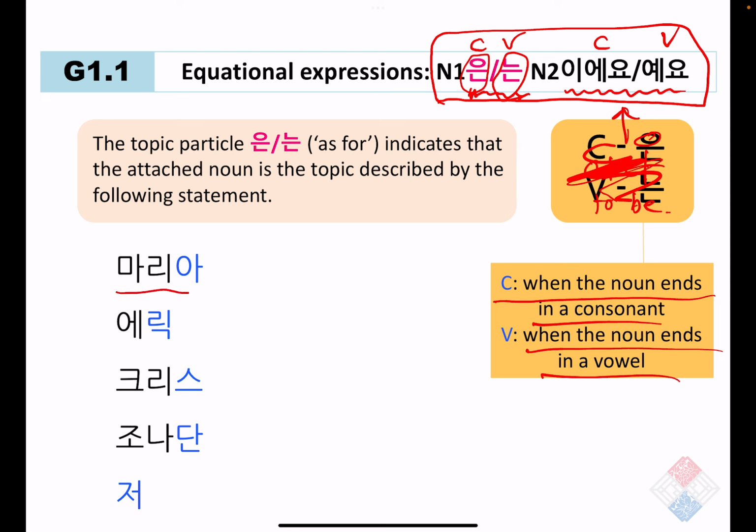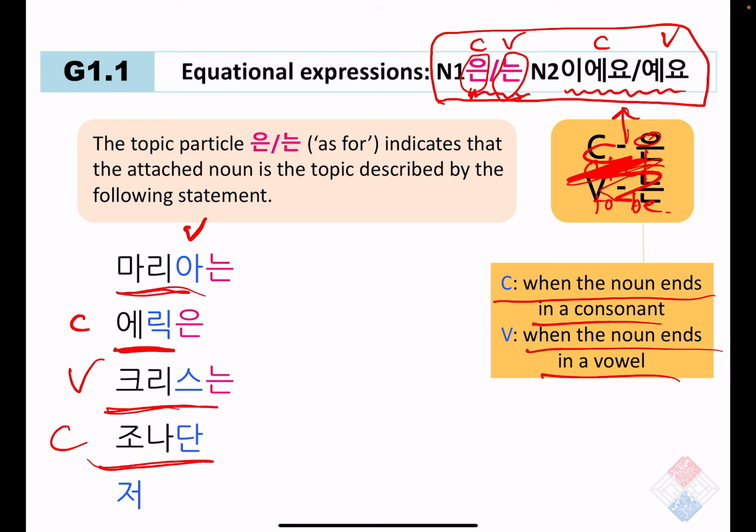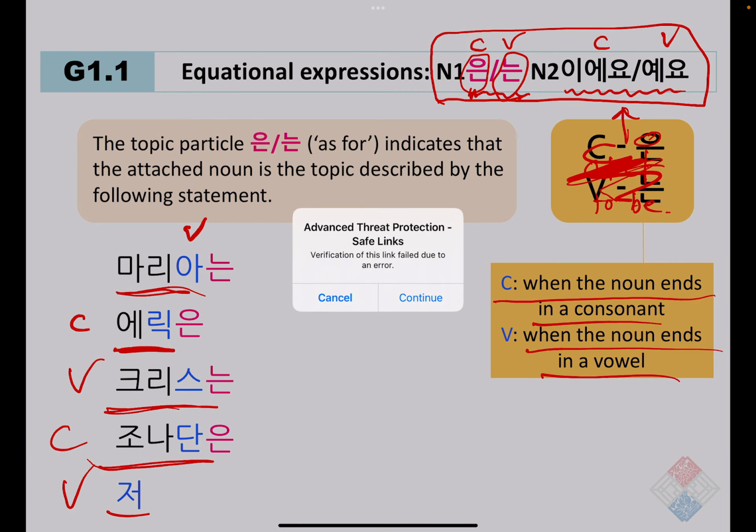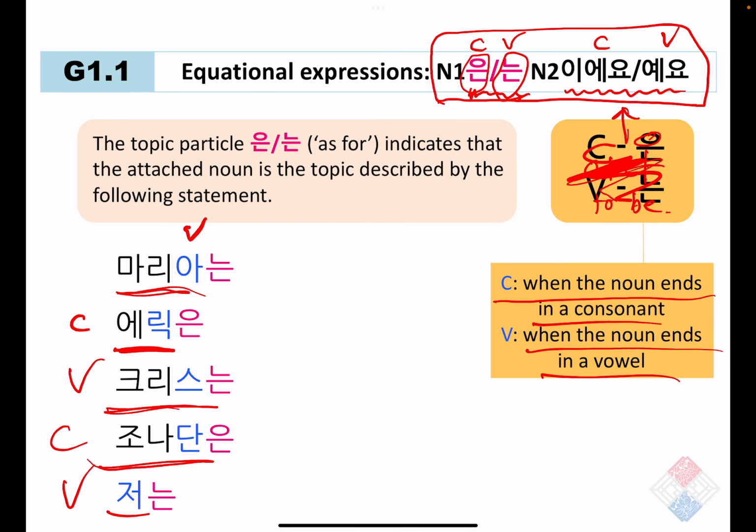So when the noun ends in a consonant, it's 은, and when the noun ends in a vowel, it's 는. So let's practice. Maria ends in a vowel, right? So it's going to be 는. Eric ends in a consonant, so it's going to be 은. Chris ends in a vowel, so 는. And Jonathan ends in a consonant, so it's going to be 은. 조나단은. And then 저 ends in a vowel, so it's going to be 는. So 마리아는, 에릭은, 크리스는, 조나단은, 저는.